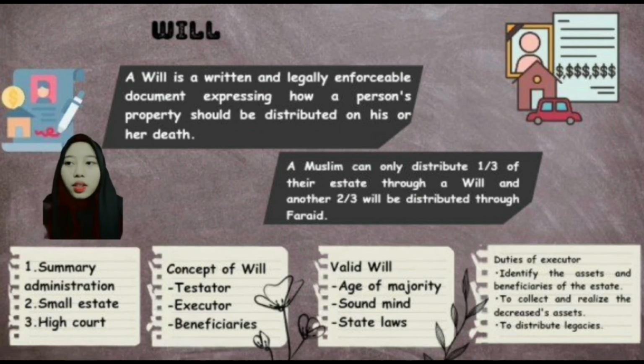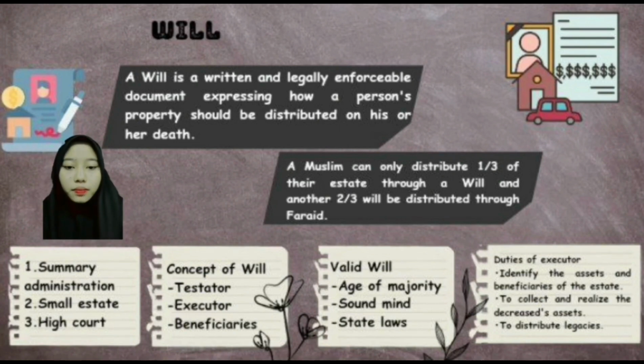Next, small estate. If the estate consists of movable and immovable properties not exceeding the value of RM600,000, ARB will administer the estate by making an application to the land officer for a distribution order or for the appointment as administrator of the estate. And the last one is High Court. If the estate exceeds RM600,000, ARB will administer it by applying to the High Court for the letters of administration to administer and distribute the estate.